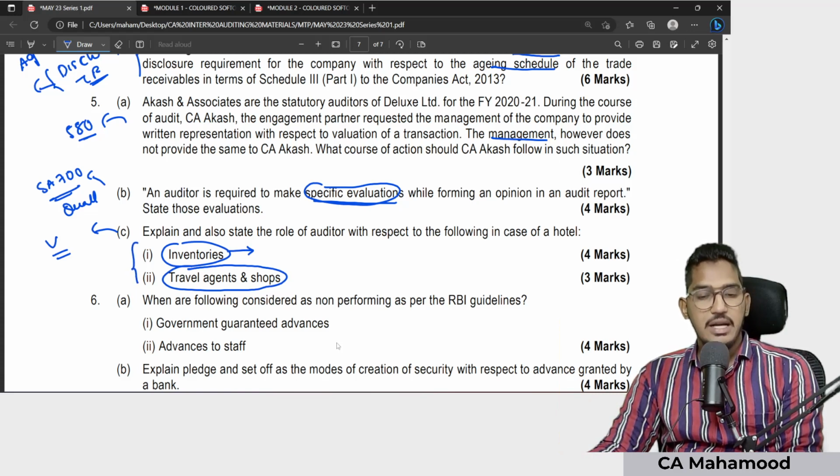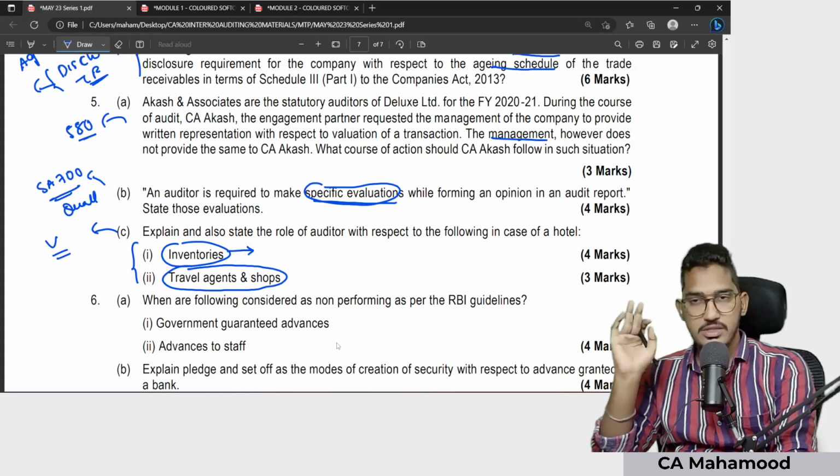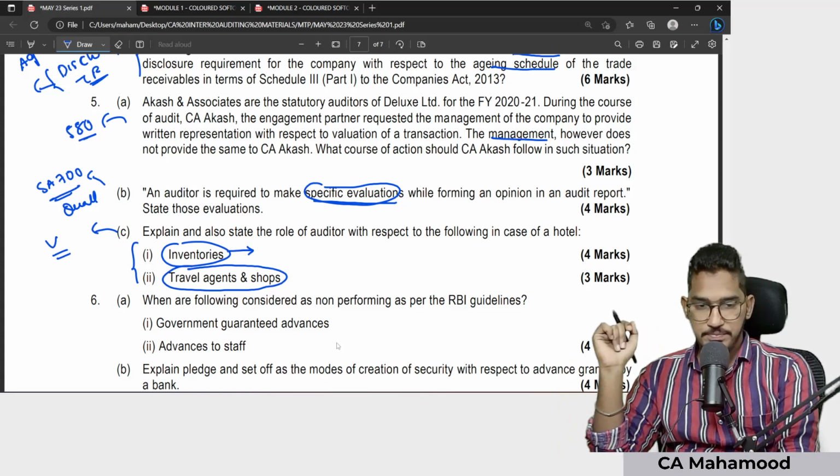So this question they are asking regarding how to conduct audit of a hotel. In that also, regarding 2 points they are asking you. So this is the question from audit of various entities. Now let us have a look at the last question.